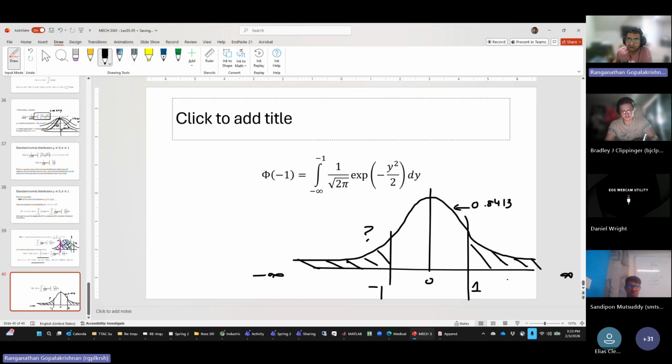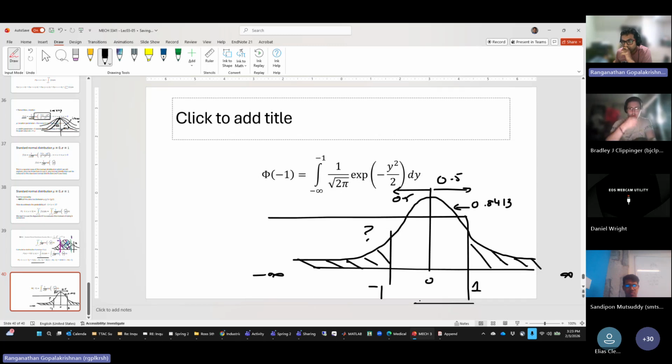Okay, good. It is symmetric, which means to the left of this line, you have 50% of the probability, and to the right of this line, you have 50% of the probability. Do you agree? Yes? Okay, good. So to the right of this line, you have 50% of the probability, and up to here, that is from infinity to 1, you had 84%. That gives us some clue.